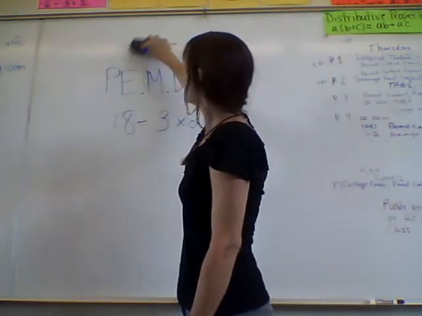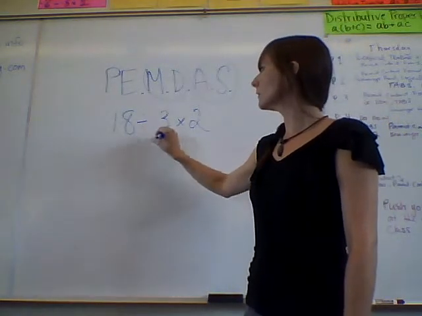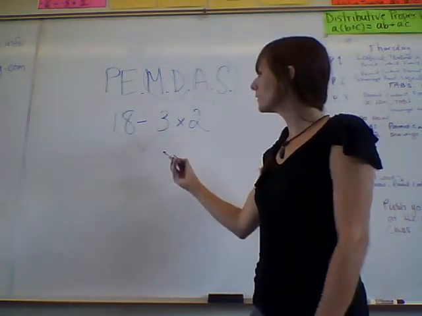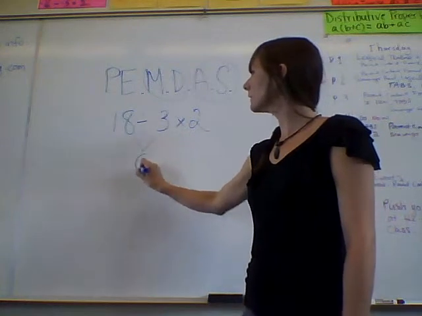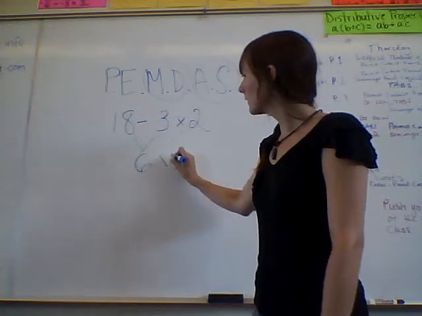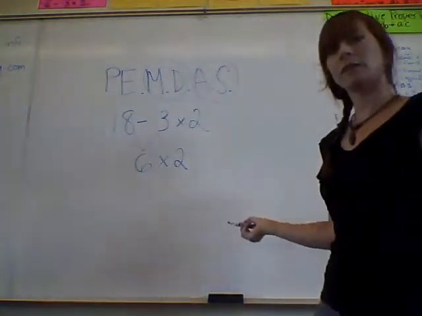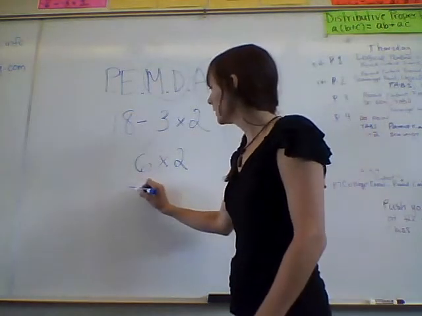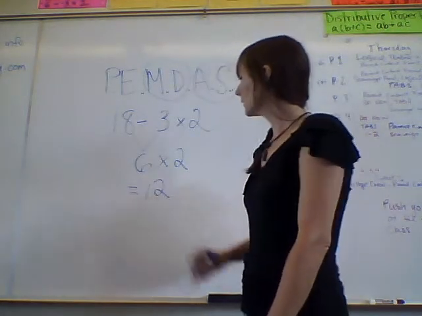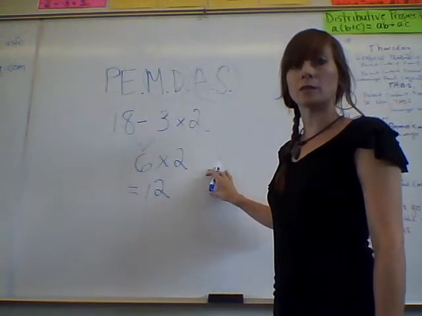Okay. So 18 divided by 3 times 2. We're going to divide first. 18 divided by 3. We're going to bring that answer down. 18 divided by 3 is 6. I'm going to bring the rest of the expression down. 6 multiplied by 2. Okay, the product of 6 multiplied by 2 equals 12. Okay, so we're using the order of operations and evaluating an expression.